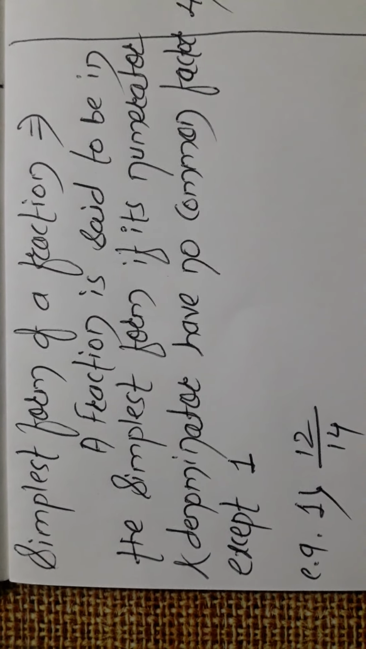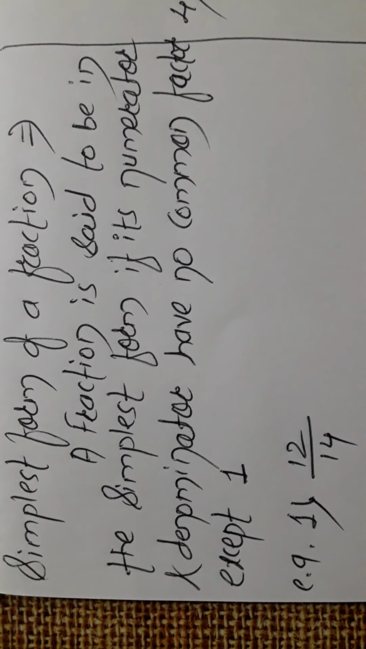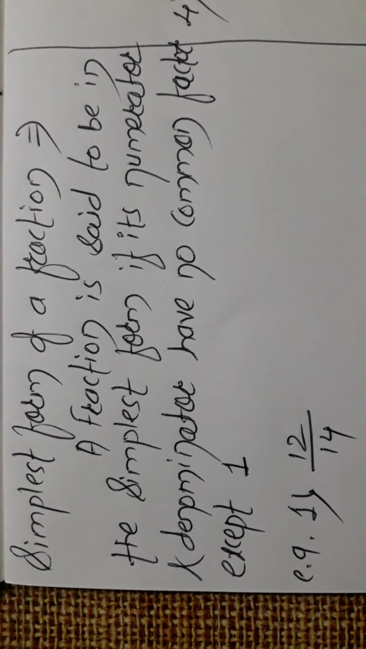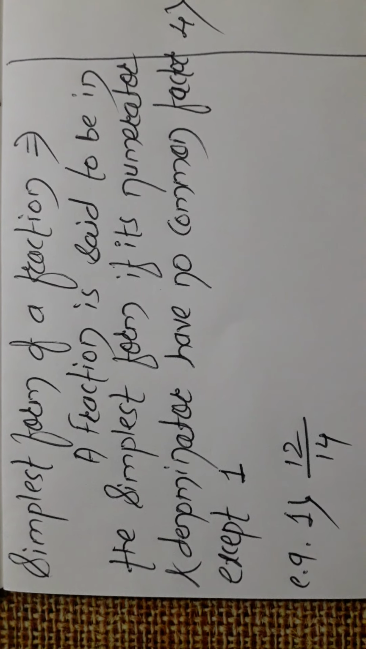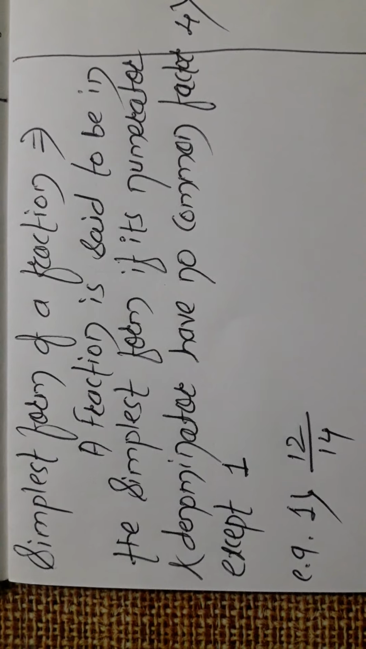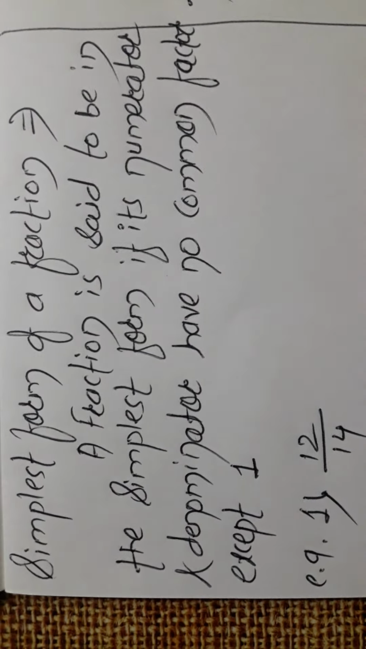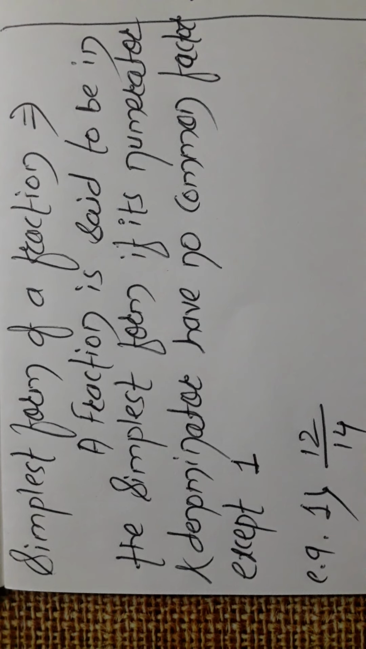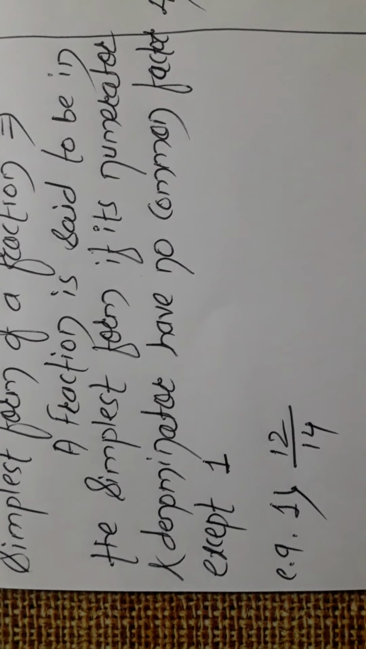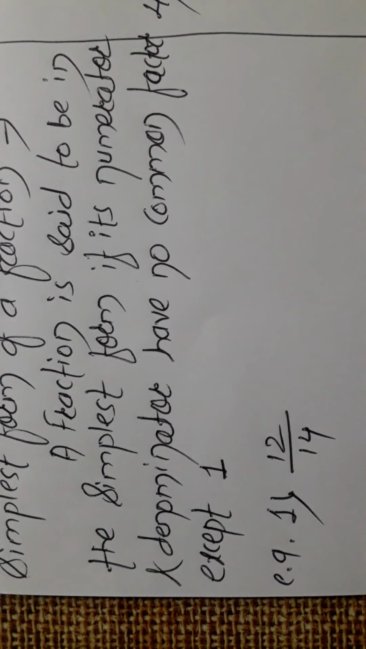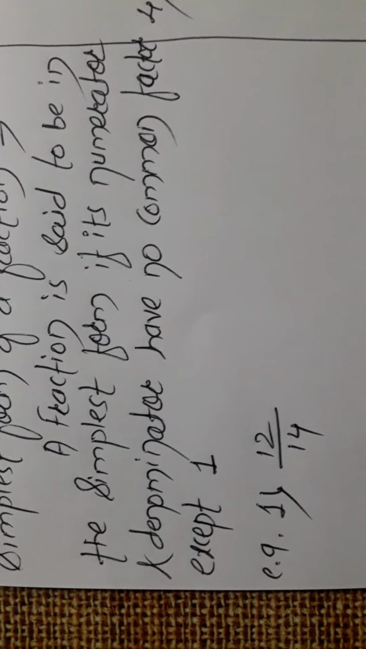Try to understand. A fraction is said to be in the simplest form. When can we say the given fraction is in the simplest form? What is the identity? How are we going to identify whether the given fraction is in the simplest form or not? Look here, it is given in this statement only. A fraction is said to be in the simplest form if its numerator and denominator have no common factor except 1.